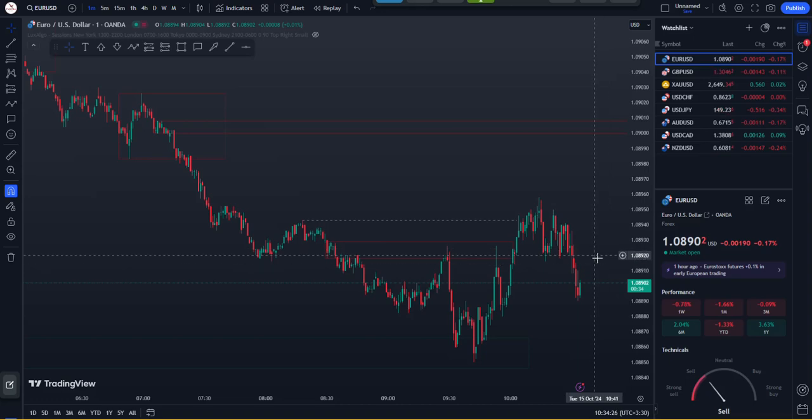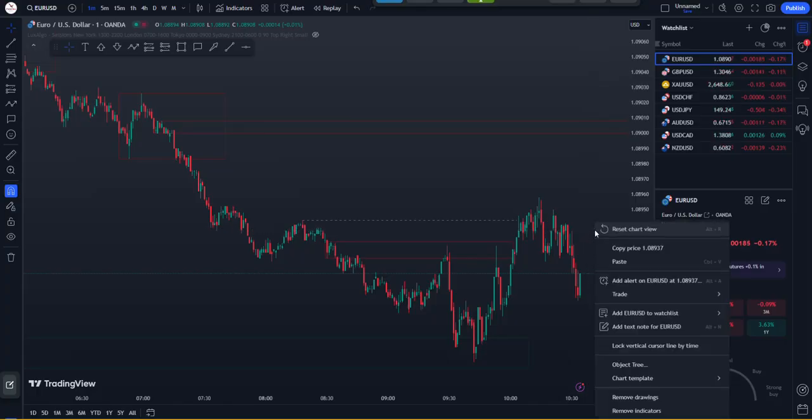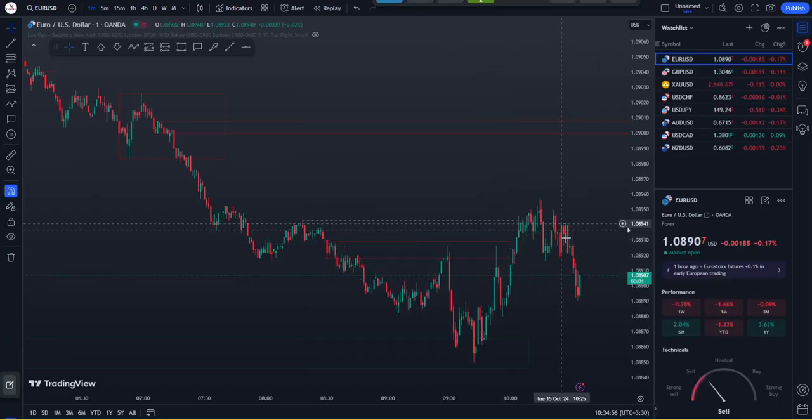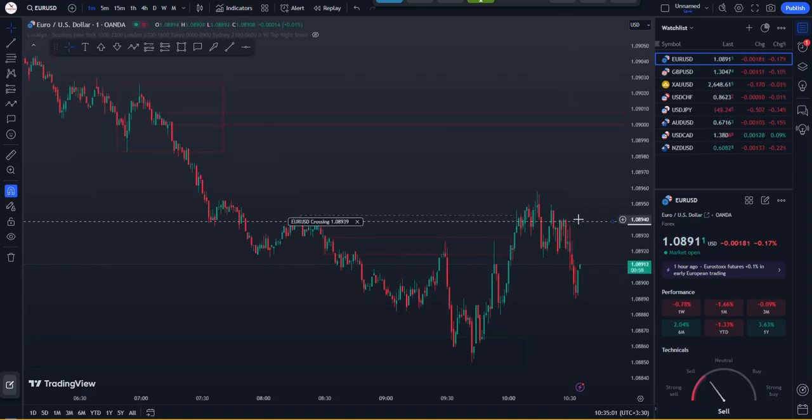So for more support and to be more sure about that and see completely that levels worked, I put my alert on top of this one. Yes. Actually top of this one, because this level holds price and makes that low.